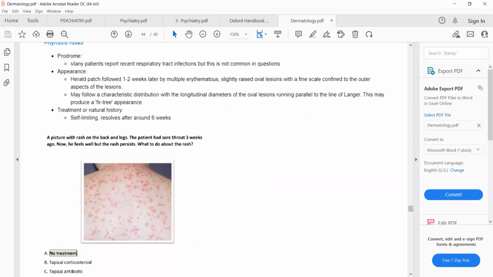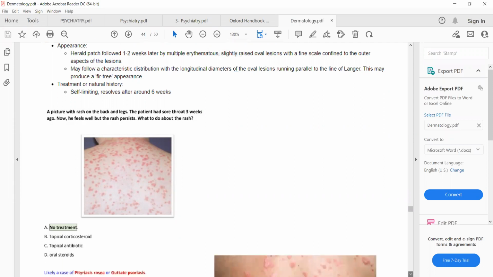For example, as given in this scenario, a picture with rash on the back and legs, the patient had sore throat. So a diagram is given and the patient has a history of sore throat 3 weeks ago. So we know that there are two conditions which can result in an erythematous rash after a history of sore throat, that is pityriasis rosea and guttate psoriasis. We cannot find any herald patch here, so it is most likely guttate psoriasis. But they haven't asked us about the diagnosis. They have asked about the management plan of the rash.